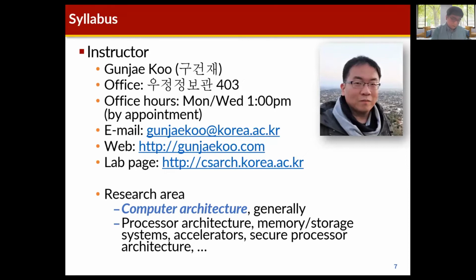And then about me, my name is 구건재. This is my office. My office is in 우정정보관, and my office number is 43. If you have any questions or issues, you can stop by my office, but after making an appointment. Also, you can email me with this email address. This is my web page and lab page, where you can find the address of my lab page.